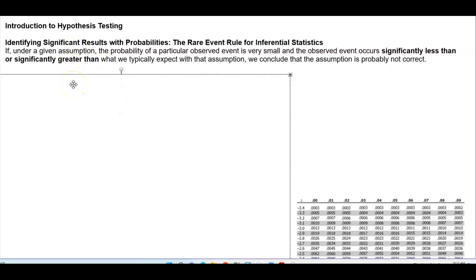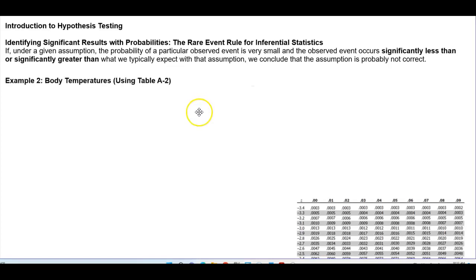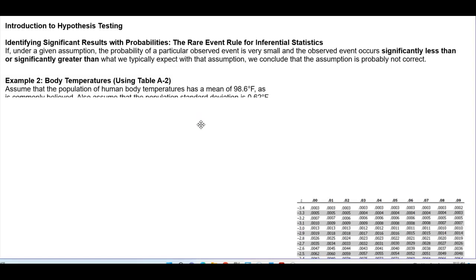Introduction to Hypothesis Testing. Identify significant results with probabilities, the rare event rule for inferential statistics. If, under a given assumption, the probability of a particular observed event is very small and the observed event occurs significantly less than or significantly greater than what we typically expect with that assumption, we conclude that the assumption is probably not correct. Let's take a look at example 2, body temperatures using table A-2.